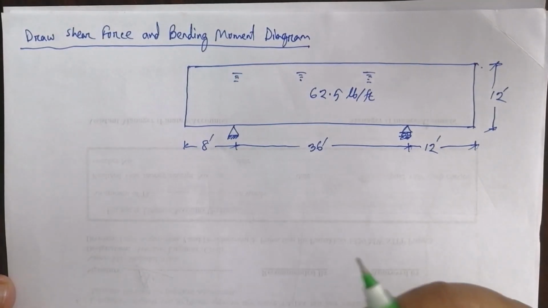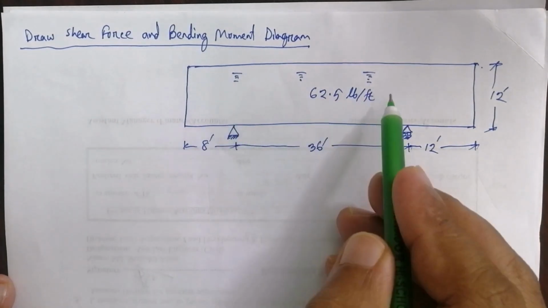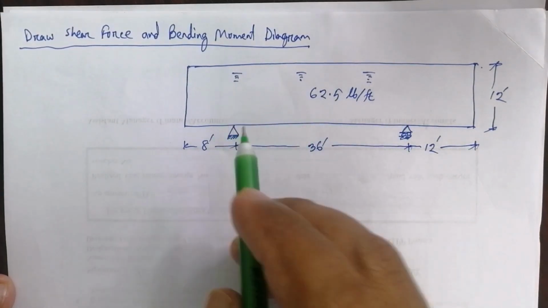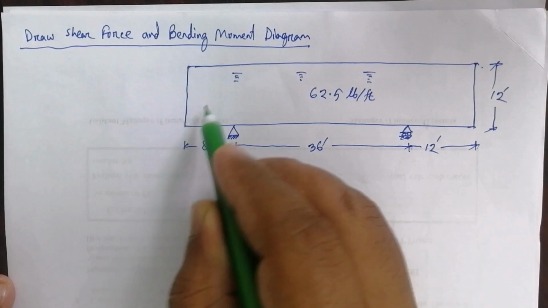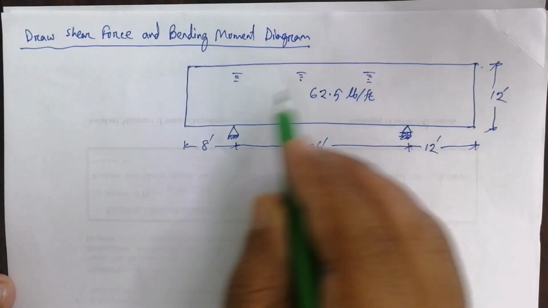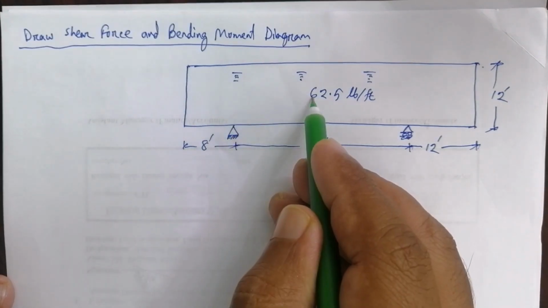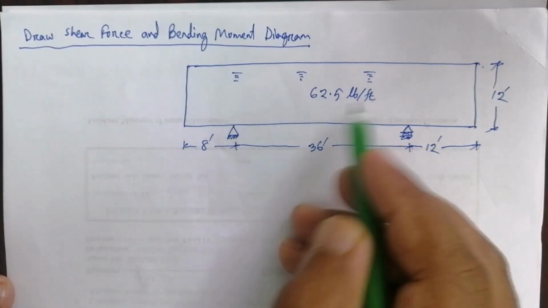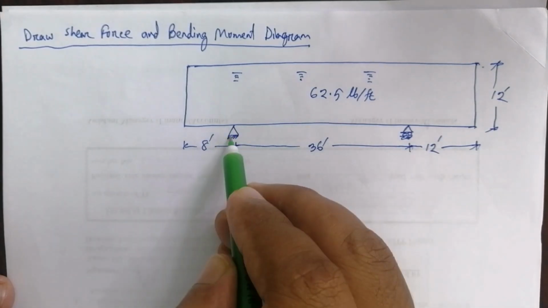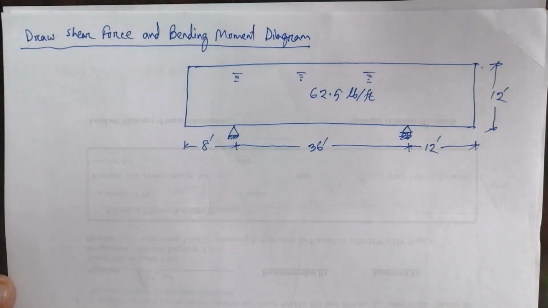Today we draw the shear force and bending moment diagram of a water reservoir. This is the water reservoir. We consider a 1 meter strip perpendicular to this section. So this is our section, and the water unit weight given here is 62.5 pounds per foot cubed. The distances are given here. There are two supports, one is a hinge support and the other is a roller support.